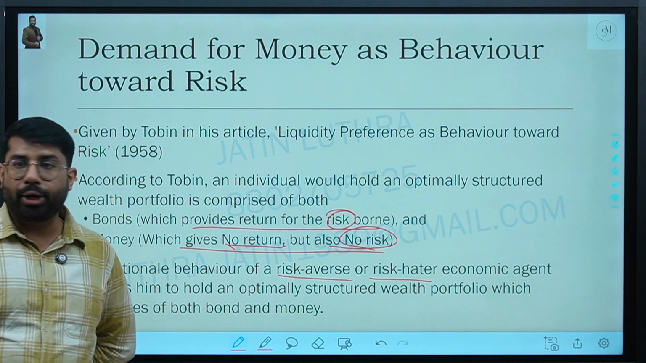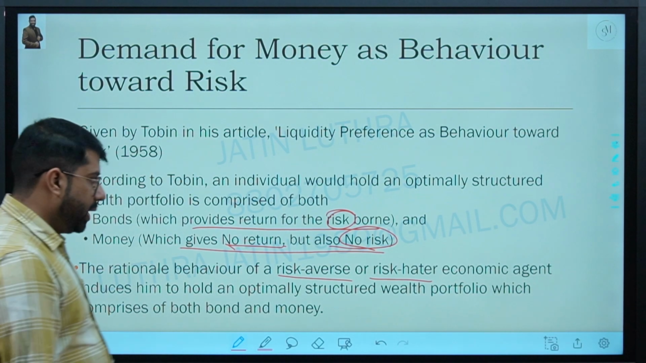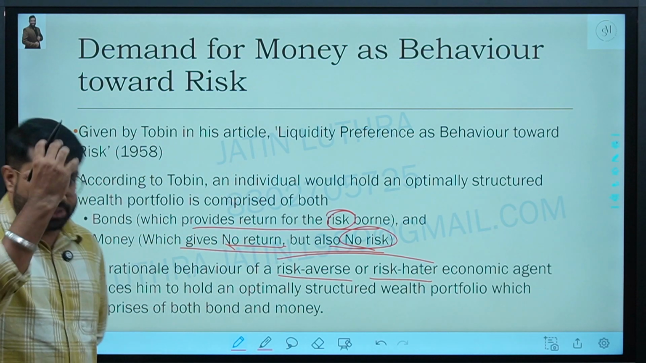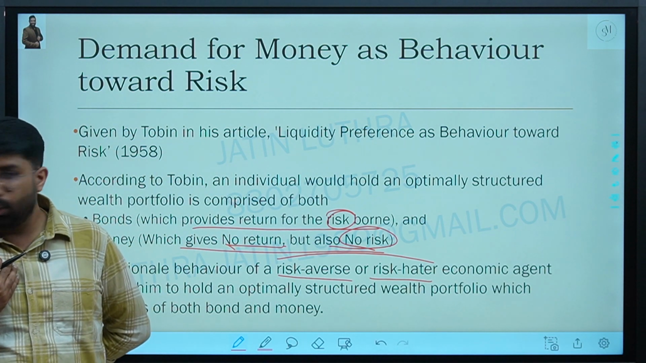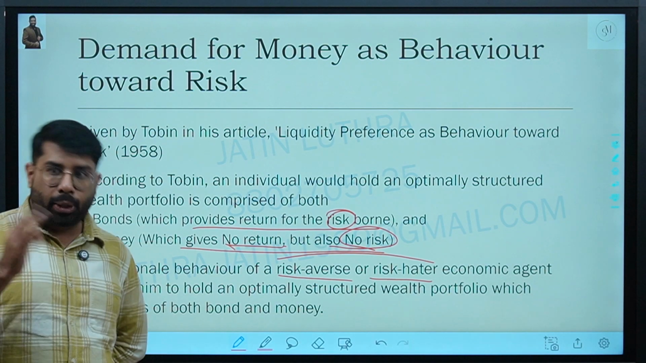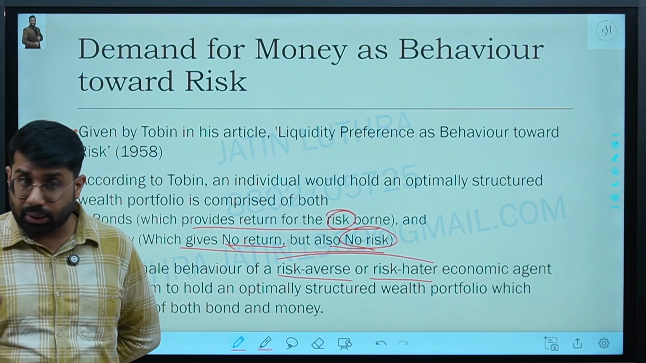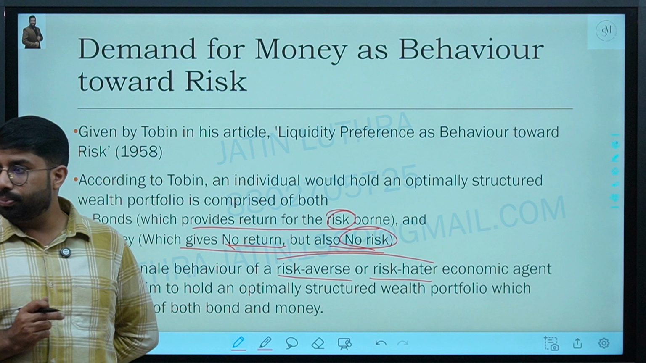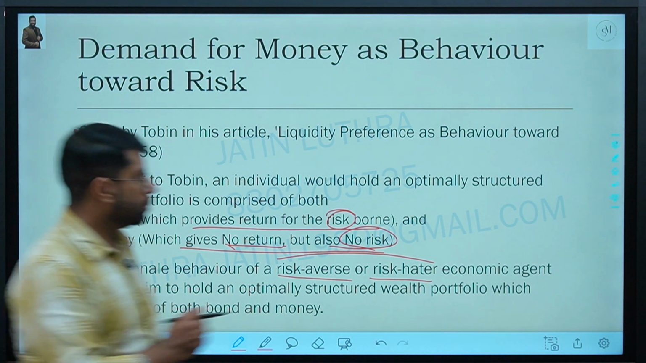A person who is ready to take risk, right? Generally, it is seen that a risk-hater will take less investment and will keep more cash so that he can avoid the risk. But the person who is ready to take the risk, he will take an optimal structure where he will do the investment also, he will take a risk which will get him return, and he will keep cash also. Are you clear? Yes or no? Yes, sir.